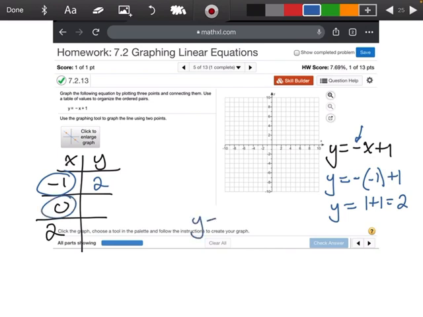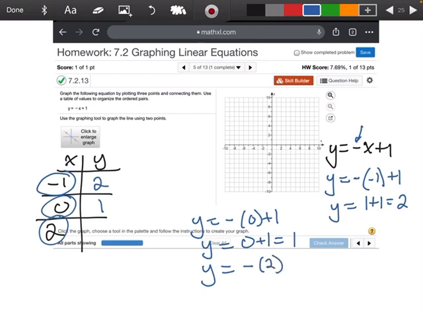So y equals -0 plus 1. And remember, the opposite of 0 is still 0. And 0 plus 1 is 1. And then I'm going to do this a third time, and I'm going to plug in 2. So -2 plus 1 leaves me with -1. Okay, so these are the answers that I came up with, right?